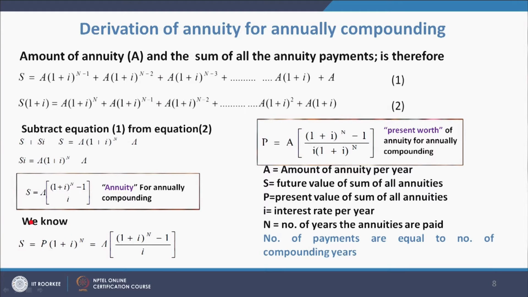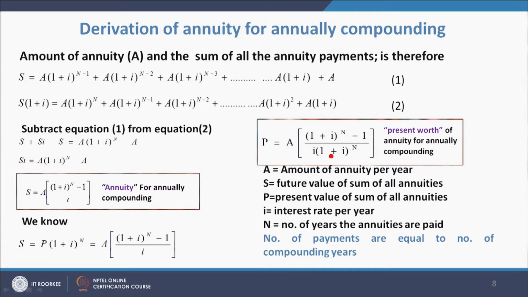Now, if we place the value of S with P, so it is P into (1 plus I)^n is equal to A[(1 plus I)^n minus 1] whole divided by I, then P becomes A[(1 plus I)^n minus 1] whole divided by I into (1 plus I)^n.